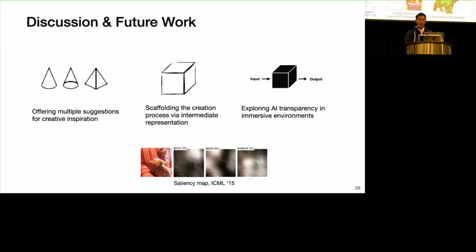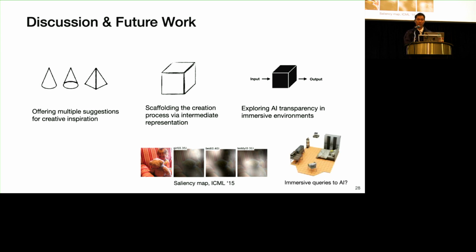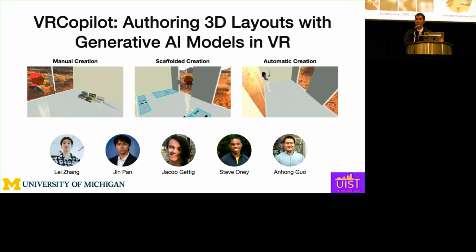Lastly, we think that exploring AI transparency in immersive environments is also an interesting idea. We have had some success in AI explainability and transparency in 2D text, such as using saliency maps to indicate which feature the model is using. Now, extending it to the immersive space, can AI systems explain their decisions to the users via, let's say, immersive queries, where you can maybe just point to an object and say, why is this object here, and why is it black, something like that. All right, so that's about VRCopilot.